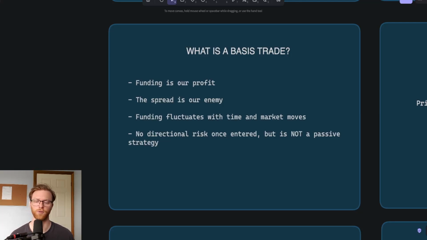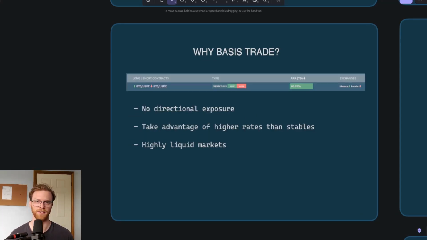There's no directional risk once you enter a basis trade, but it's definitely not a passive strategy, so you must be aware of that. It's not just set the trade up, forget about it. You have to actively manage a basis trade. Why would you have a basis trade open in the first place?